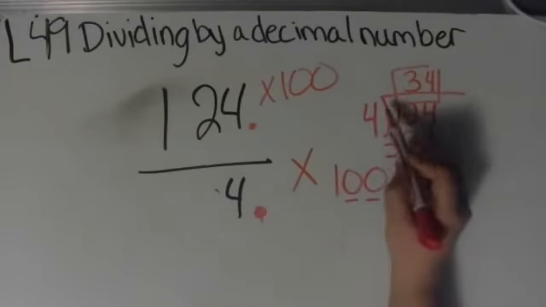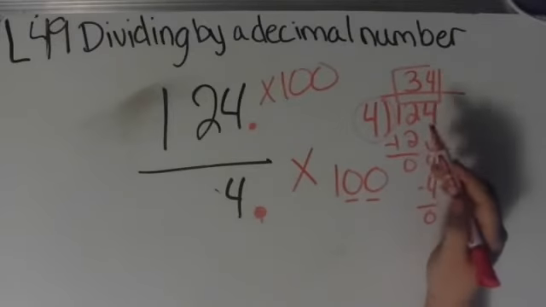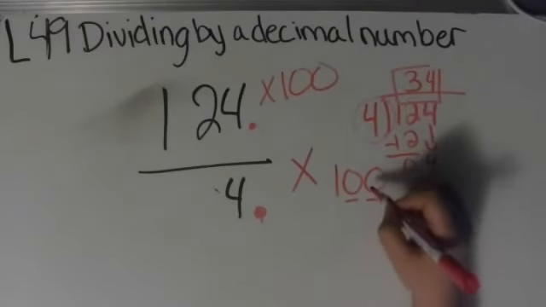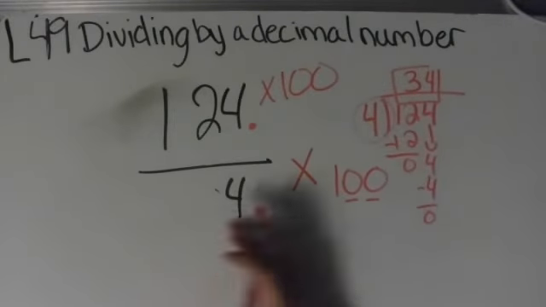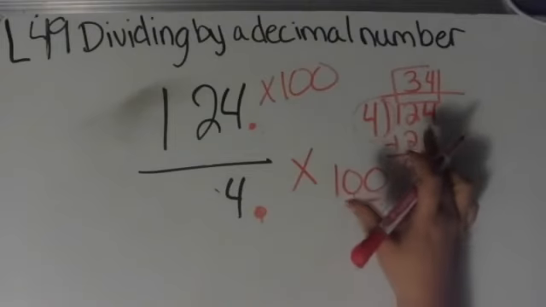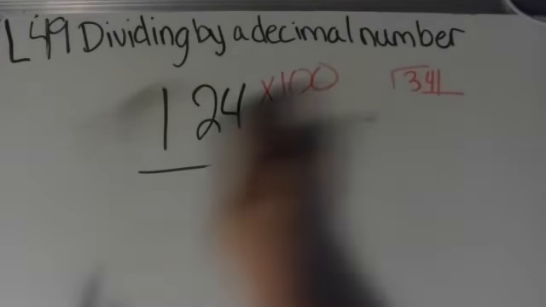Again, I made the divisor into a whole number by timesing it by whatever tens or hundreds I needed to times it by to move that decimal place over. And because I did it to the divisor, I had to do it to the dividend. I had to do it to the other side. Let's look at another one.